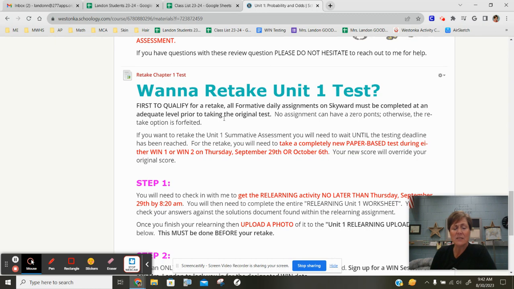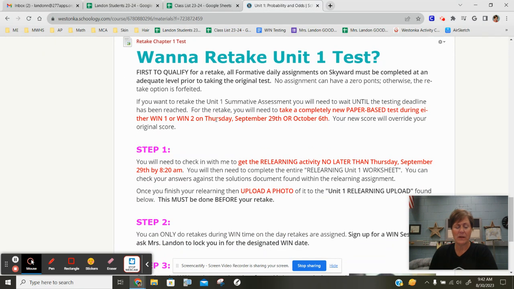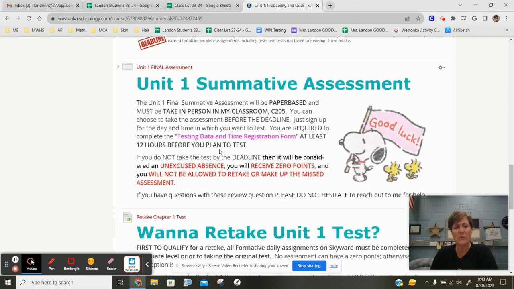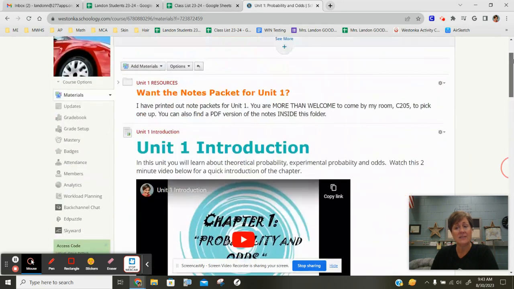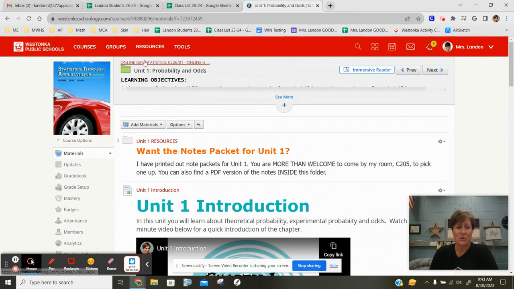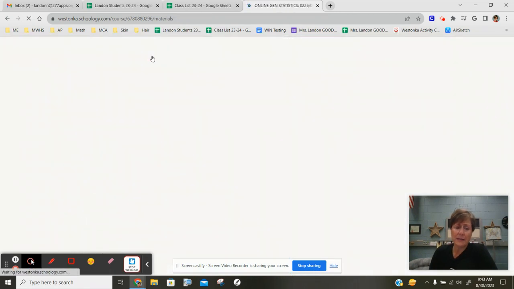Retake, talked about that a little bit already. We'll talk more about that as we dive into this unit and when we get to chapter one's test and retake comes up. So that is really it for your overview.